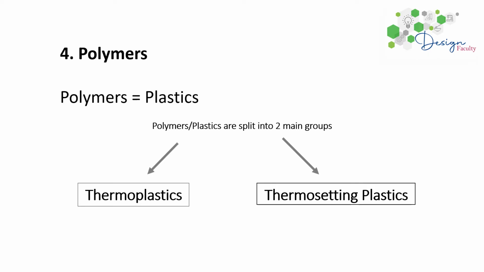Okay, another area where people seem to struggle is polymers. So polymers is another word for plastics. Polymers and plastics are split into 2 main groups. They are either a thermoplastic or a thermosetting plastic. And the clue is in the name there. Remember that setting bit of it. That gives you a real big clue to the properties of those particular materials.